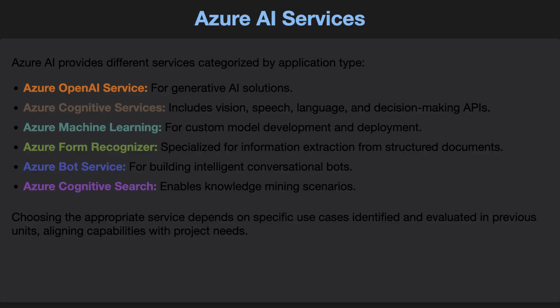Azure AI provides different services categorized by application type. Azure OpenAI Service for generative AI solutions. Azure Cognitive Services includes vision, speech, language, and decision-making APIs. Azure Machine Learning for custom model development and deployment. Azure Form Recognizer, specialized for information extraction from structured documents. Azure Bot Service for building intelligent conversational bots. Azure Cognitive Search enables knowledge mining scenarios. Choosing the appropriate service depends on specific use cases identified and evaluated in previous units, aligning capabilities with project needs.